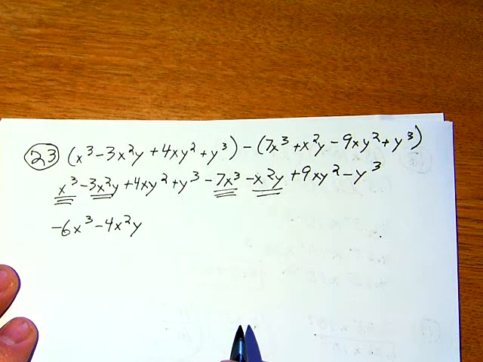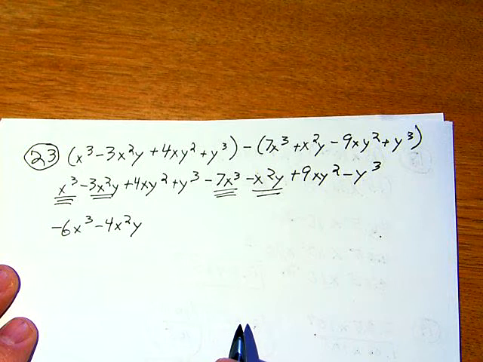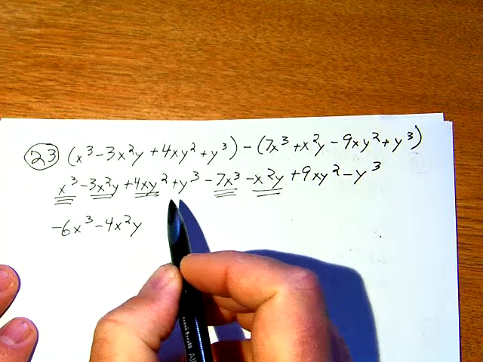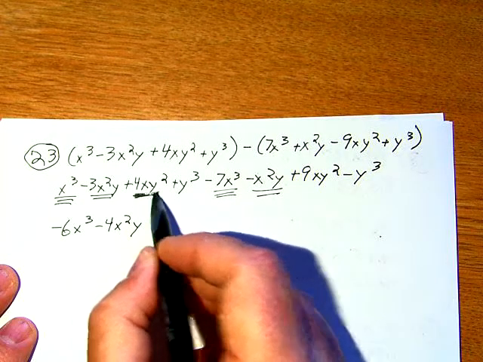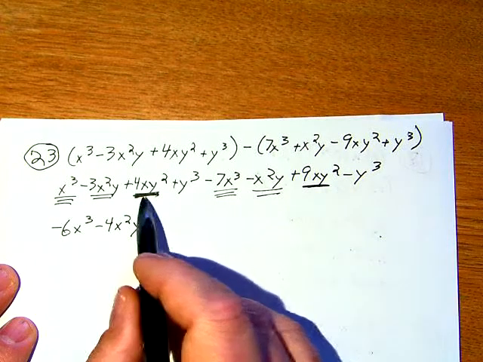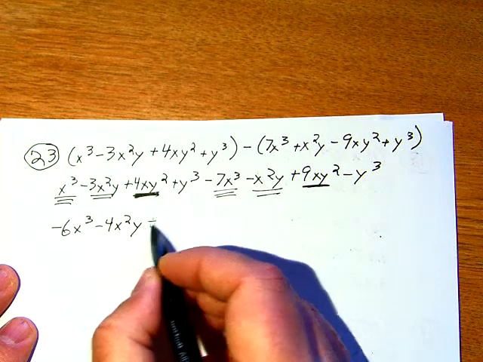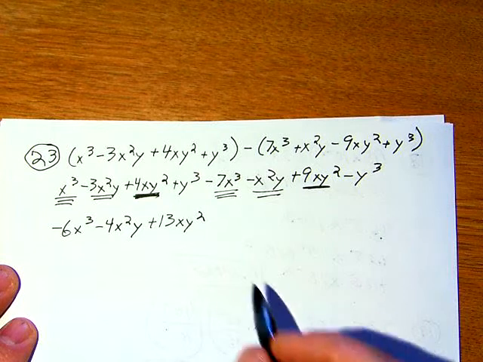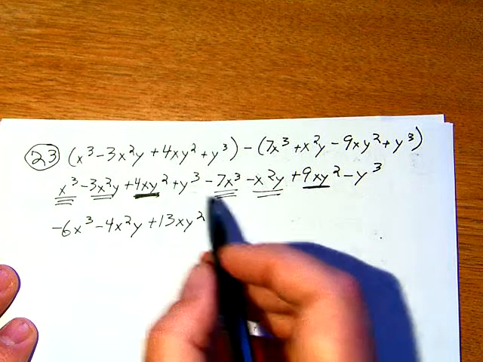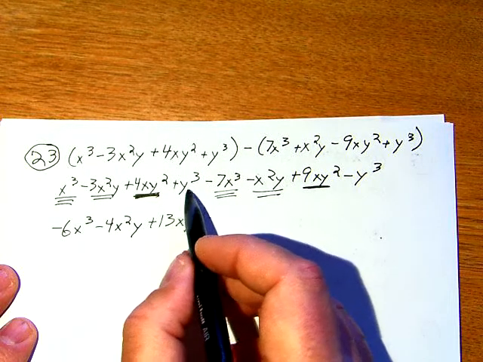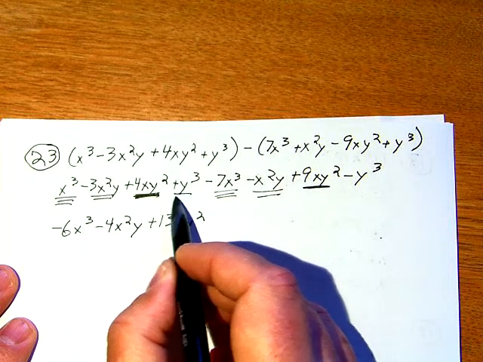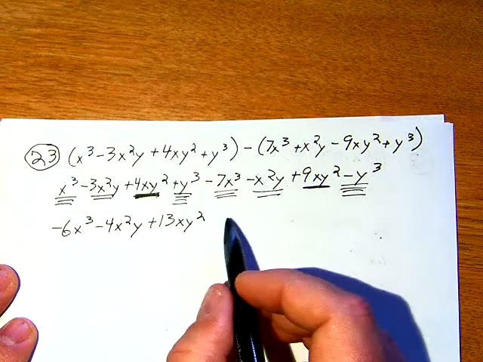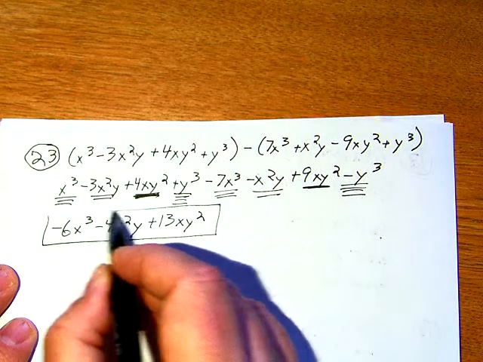Now this is just a single x and y squared. We got 4 and 9 is 13, xy squared. And then the final one without any x's is y to the third minus y to the third, which is 0, and so we don't have to write that in, and there's our answer to 23.